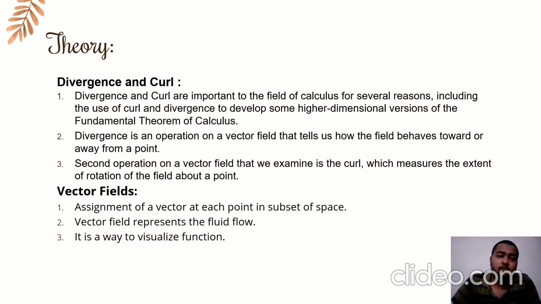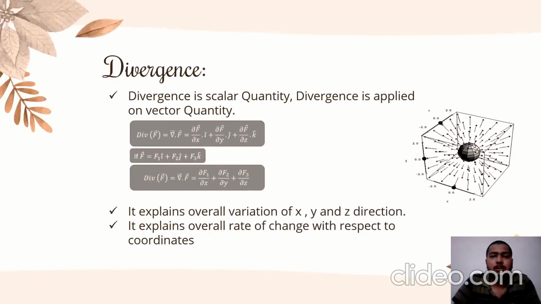Let me tell you what vector fields are. Vector fields represent the flow of a field, like an electromagnetic field or an electric field. It is a way to visualize a function. If there is a function, we can visualize it through vector fields. Now let's have a look at divergence.